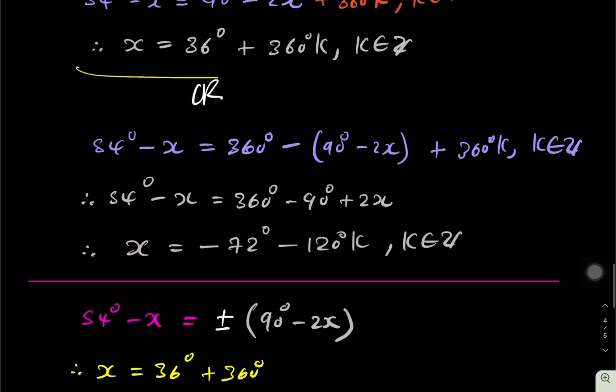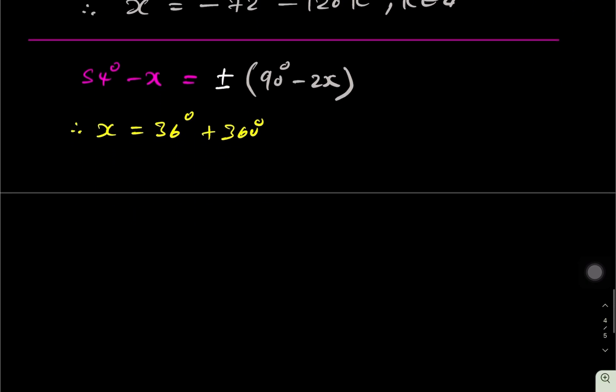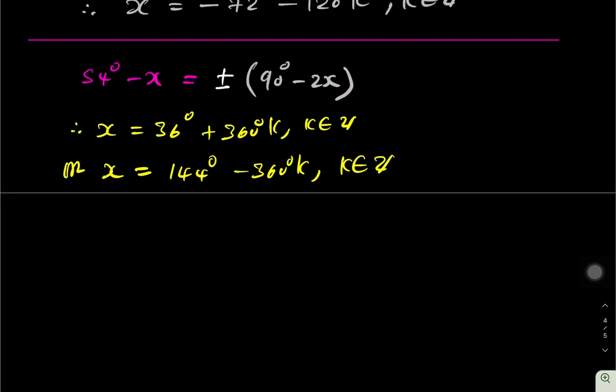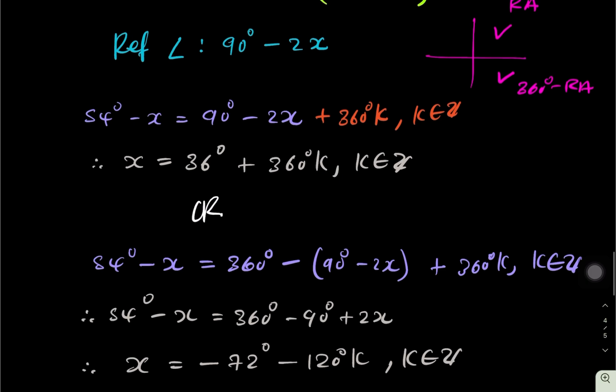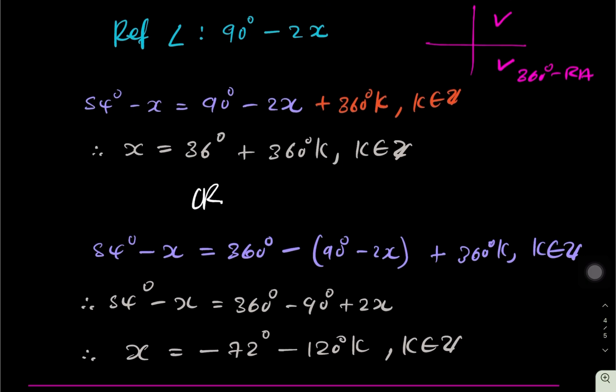Basically, you're going to get the first solutions because it's the positive one, where k is an element of integers, or the negative one, which means it will be equivalent to the negative of that reference angle. And if you solve it nicely, you might get 144 degrees there minus 360 degrees k, where k is an element of integers. You could have solved it using this method. However, I advise my students to use this one because it's very popular in the grade 12 syllabus.